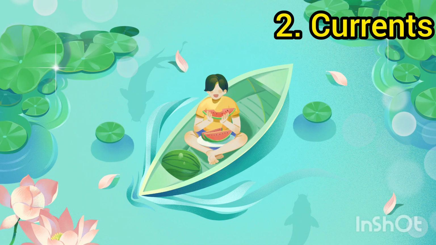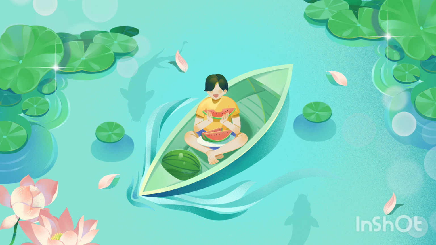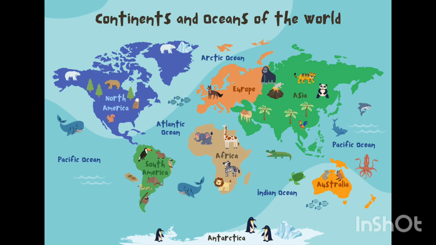Currents. In the ocean, water moves from one part to another in big streams. These streams, which flow constantly in a defined direction on the surface of the ocean, are called ocean currents. Ocean currents are of two types, the warm currents and the cold currents. The warm currents flow from the equatorial region towards the poles. The cold currents flow from the poles to the equatorial regions. They are mainly caused by prevailing winds and differences in temperature and salinity of the ocean water.